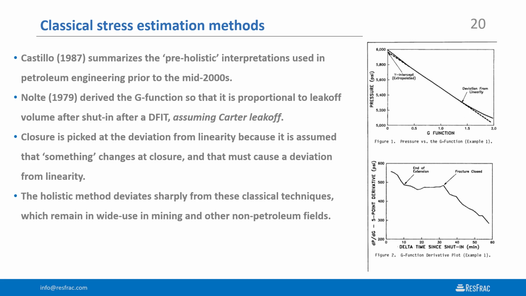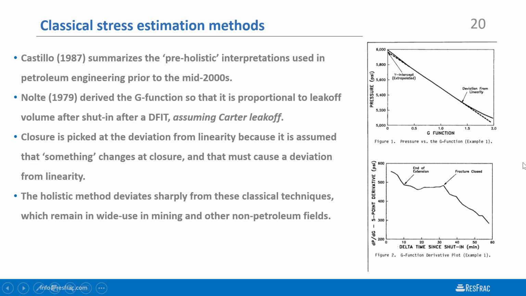So the classical method from Castillo 1987 was the following. On the top right here, we see a plot of pressure versus G function. And Castillo has labeled here that we should pick the fracture closure at the deviation from linearity on this plot. So right here, he would be estimating fracture closure. On the bottom right, he's made a plot of the derivative, dP/dG, versus time. And he said right here, there's the flat line. It means the crack's open. And then something changed, so the fracture closed right here.